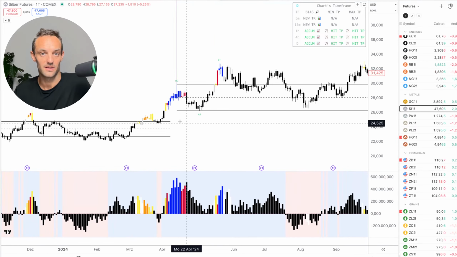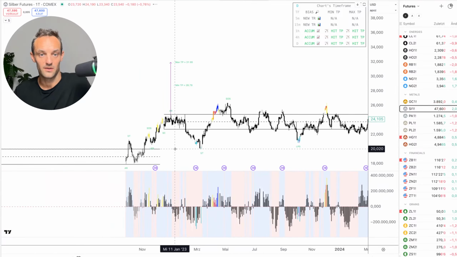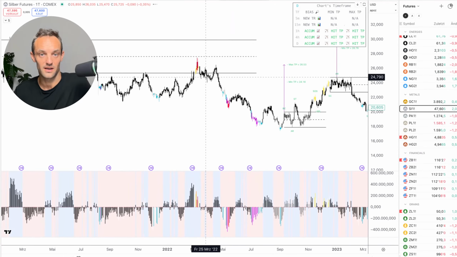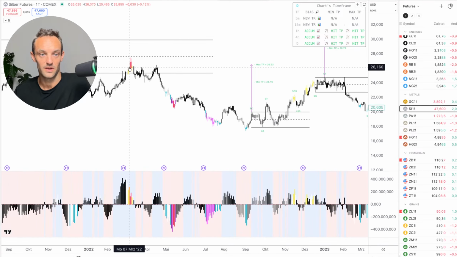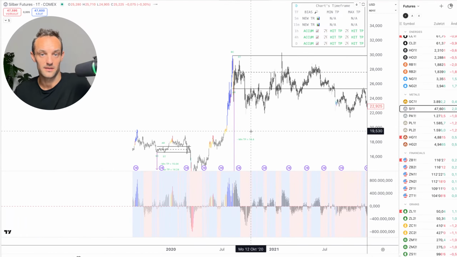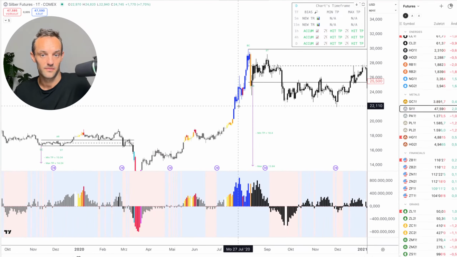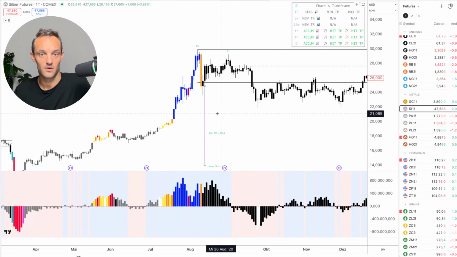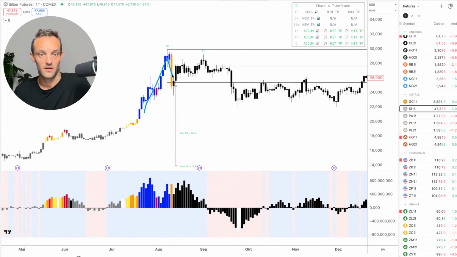Here we had a similar scenario. Strong bullish candles and then short. How far did this short go? Not that far. When did we have this situation? Here we had this situation. It worked quite well. Here we had this situation. Oh, this was July 20. So quite a while ago. It worked.